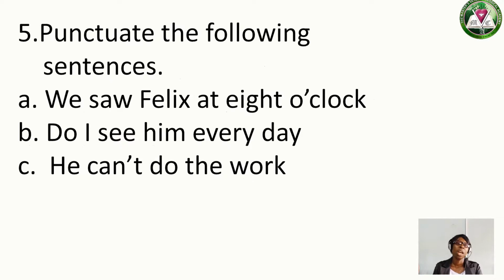Number 5, punctuate the following sentences. We saw Felix at 8 o'clock. We don't have anything at the end of the sentence. So I want you to punctuate it by yourself. If it is a statement, you punctuate correctly. If it is a question, you punctuate correctly.